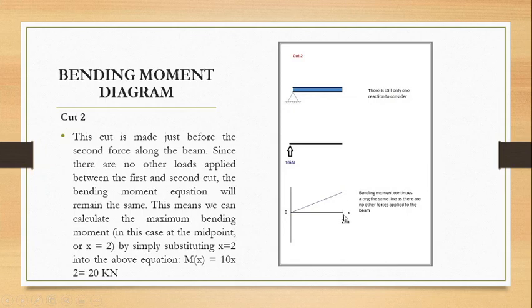So in this case our x, this point, is 2 meters. By simply substituting x is equal to 2 into the above equation of bending moment, the bending moment at point x is equal to force, which is 10 kilonewton, into distance, which is 2 meters, and the answer is going to be 20 kilonewton meters.